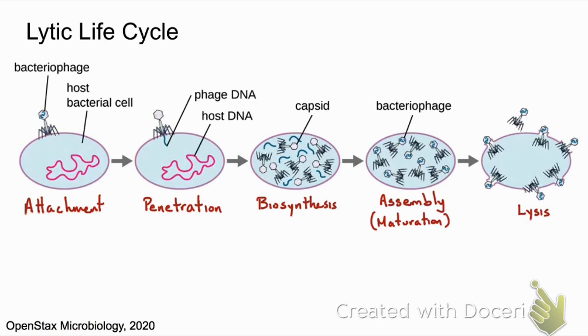So in total, when we think about this in terms of time, this process can be as short as 30 minutes under optimal conditions. Actually, in E. coli, this process with some bacteriophages occurs as quickly as 20 minutes from the attachment to the lysis step. At the end of lysis, those newly formed viral particles can begin this life cycle all over again.